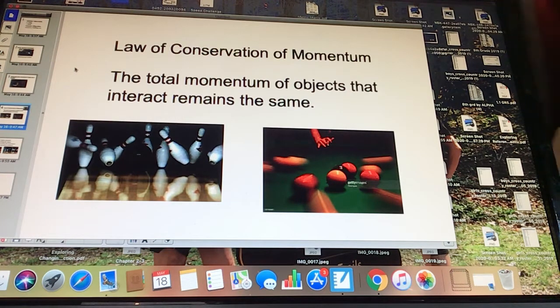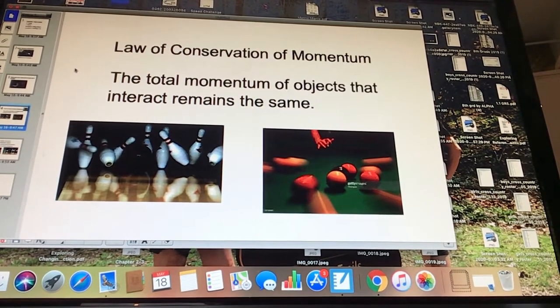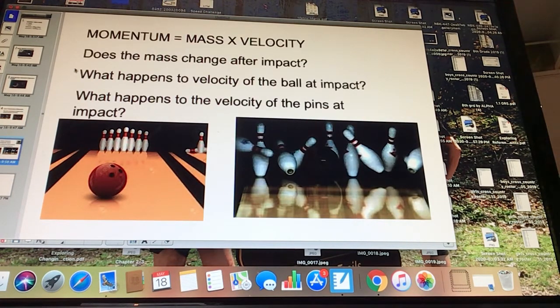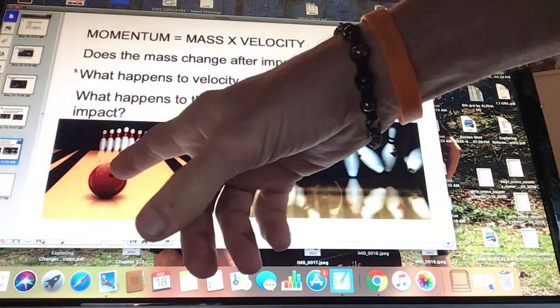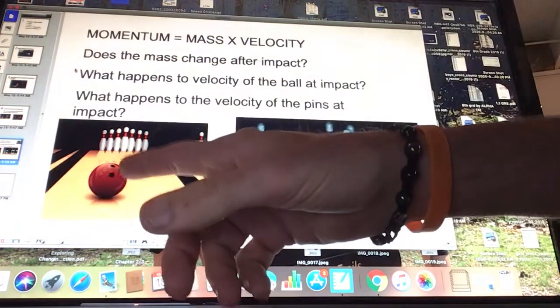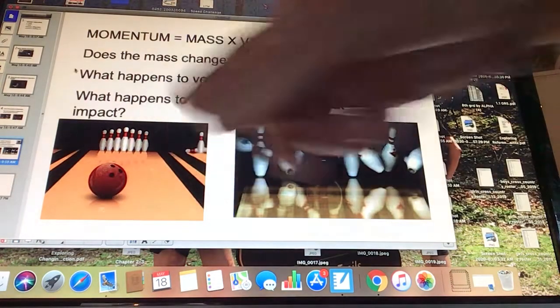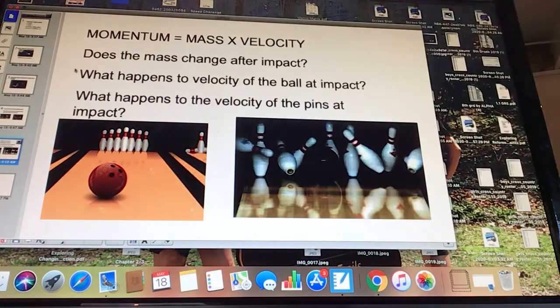Okay, law of conservation of momentum states that the total momentum, mass times velocity, of objects that interact remains the same. So you're out here bowling. The pins are stationary at the end of the alley. You put the ball in motion. The bowling ball is the only thing that has any kind of momentum because it's in motion traveling down the alley. The pins have no momentum. What happens to the velocity of the ball at impact?